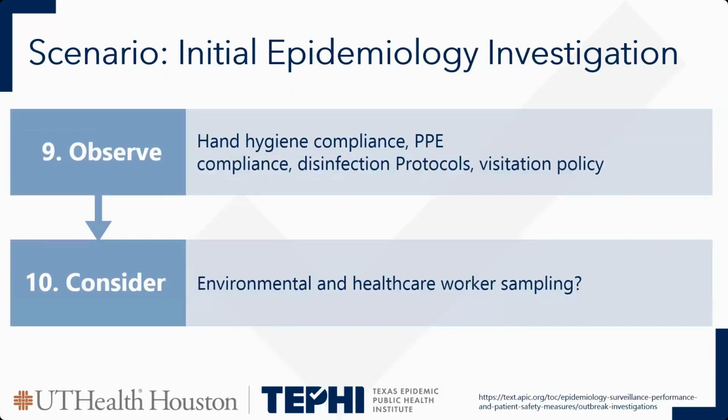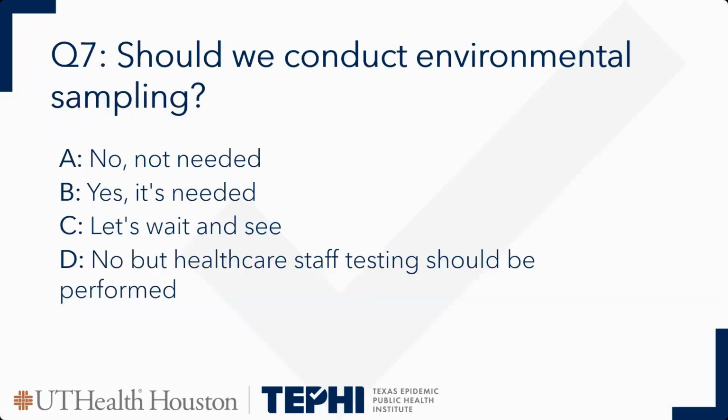And then next we're going into our response. At this point, we know we're implementing isolation, and we're observing hand hygiene compliance, PPE compliance, and disinfection protocols. Are you going to allow visitation? Talk with your leadership about our CRS patients to reduce the spread. Should we allow visitors or not? What does legal say? Have those conversations too. And then because patients have moved around and we didn't have isolation implemented at the beginning, the next question is, should there be environmental or healthcare worker sampling? So that's our next question.